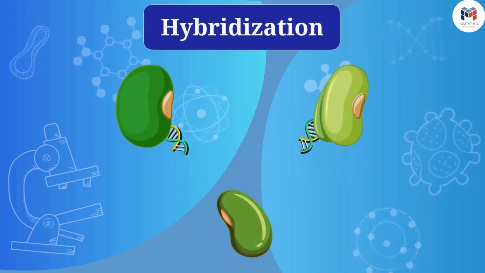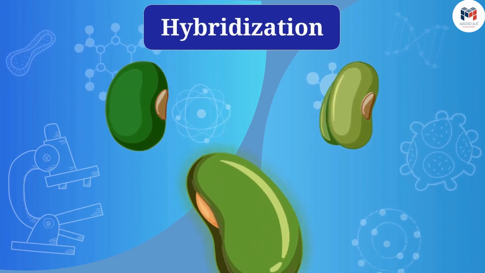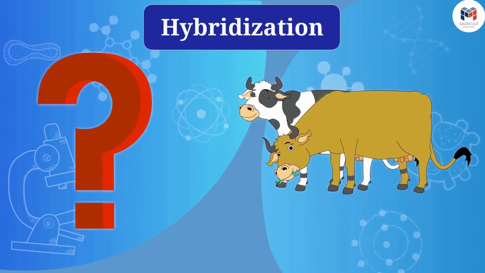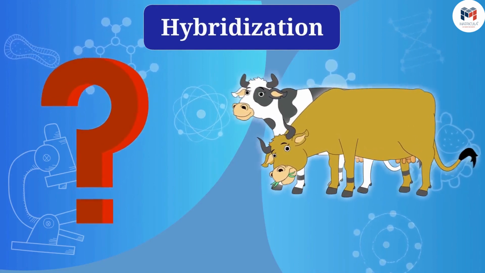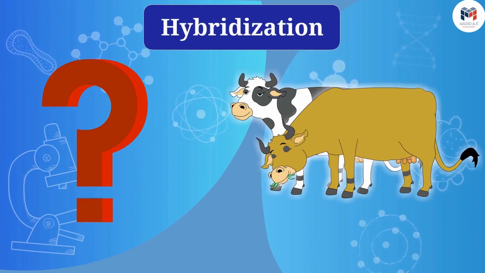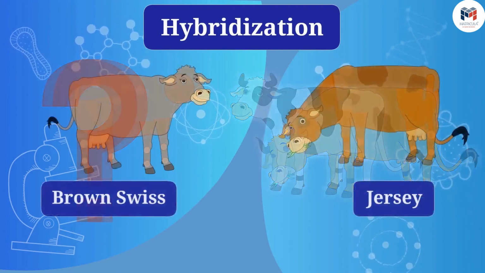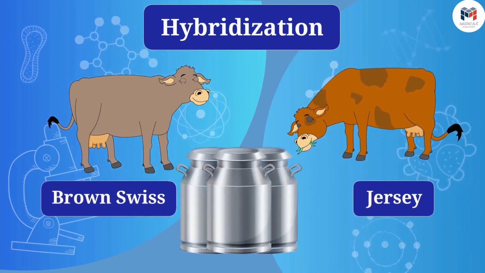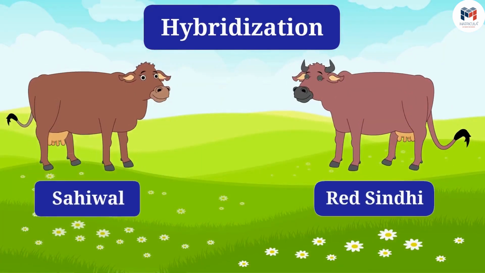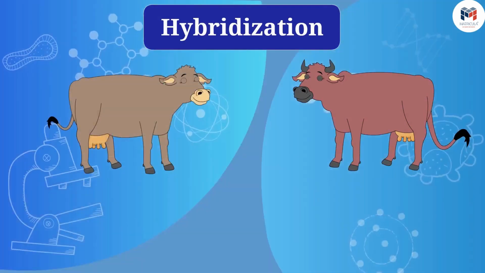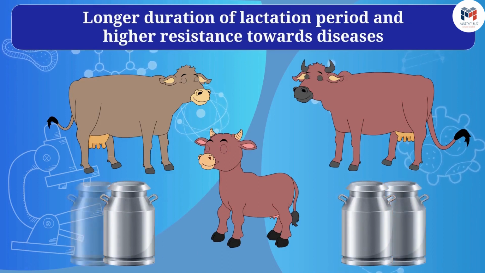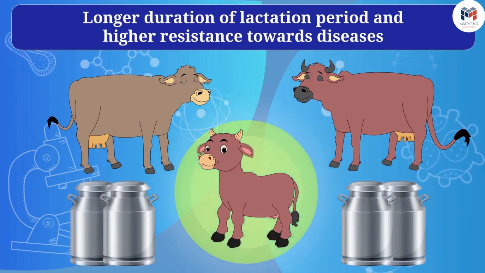Friends, we have known that through hybridization, crops of desired properties can be obtained. Can this hybridization be possible in animals as well? Can a species with desired properties be obtained in animals also by hybridization? Yes, friends. Hybridization is also possible in animals. For example, Jersey and Brown Swiss are the species with high lactation period. And Red Sindhi and Sahiwal are the species with high immunity. If the results of both the breeds are seen in the calf, then the calf will have both the properties. That is, longer duration of lactation period and higher resistance towards disease.